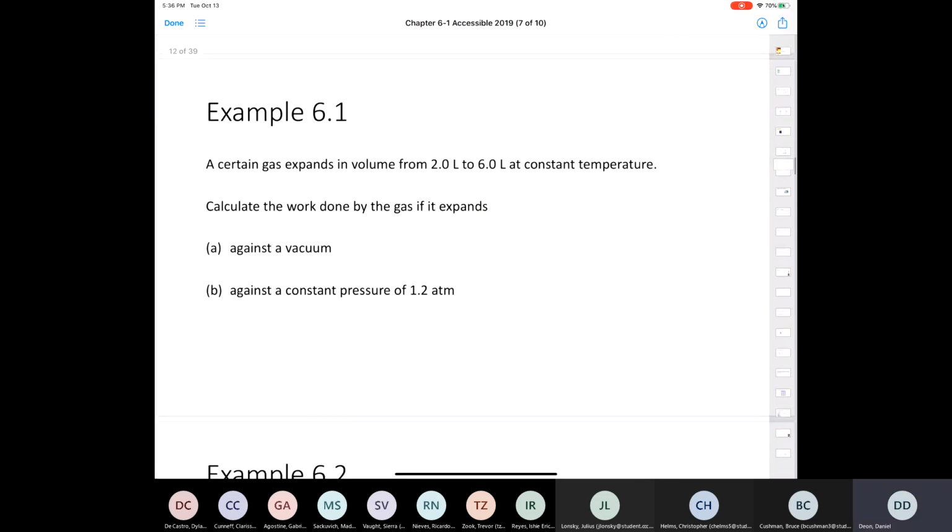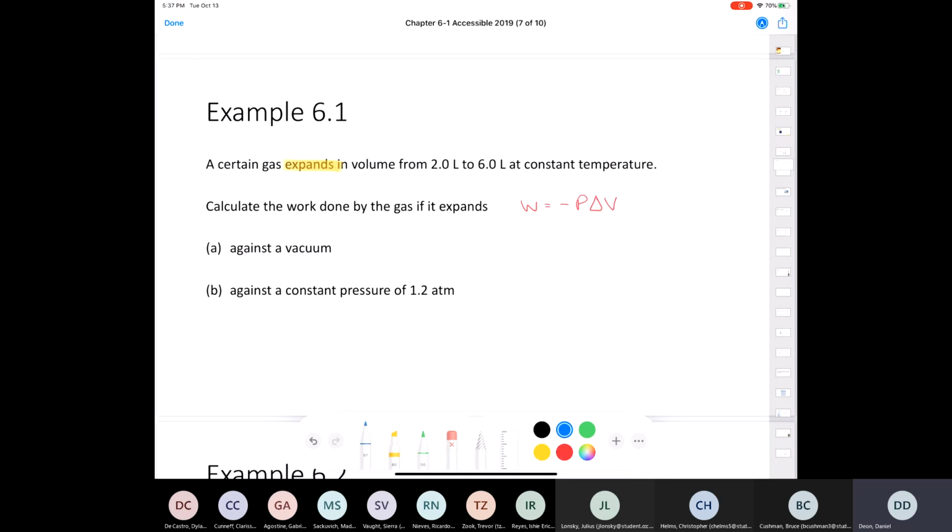With all that in mind, let's take a look at our first practice problem of the evening. A certain gas expands in volume from 2 liters to 6 liters. So this is an expansion. It's getting bigger from 2 liters to 6 liters at a constant pressure. Calculate the work done by the gas if it expands against a vacuum or against the constant pressure of 1.2 atmospheres. Well, in order for us to do this question, we need to have our formula, which is work, W, is equal to negative P times delta V.